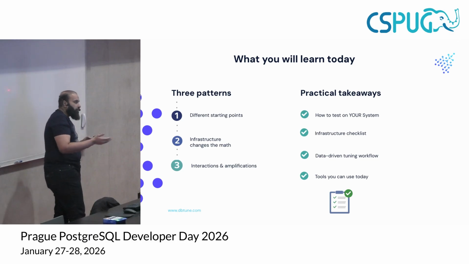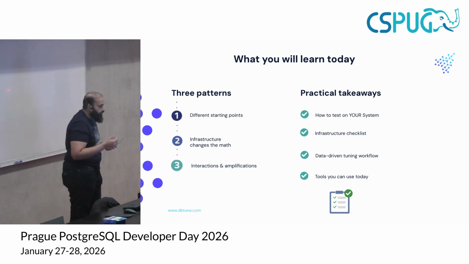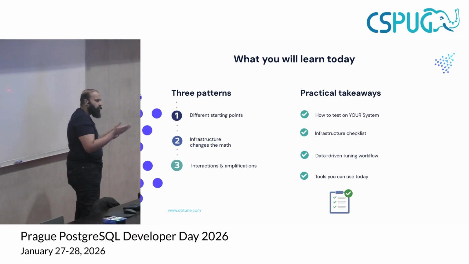So I'm going to present 3 patterns. They can be many. I'm calling these patterns. They can be called gaps. They can even be called traps. But for me, pattern sounded a little better. So I'm going to present 3 patterns. First, different starting points. This basically means managed services normally do change defaults.